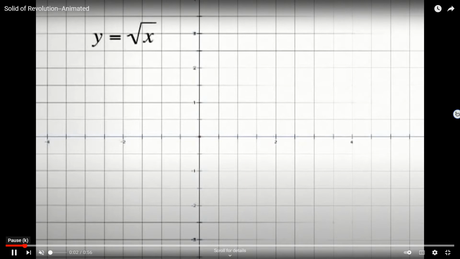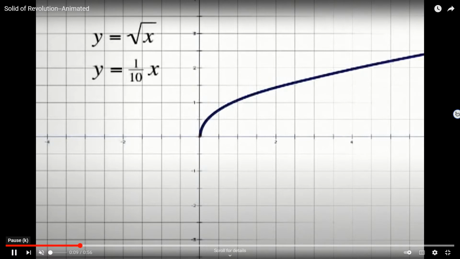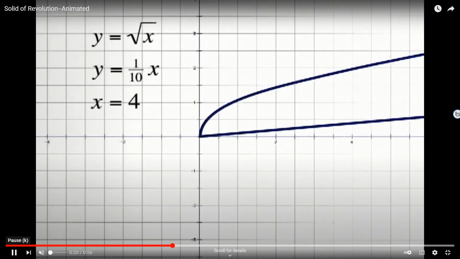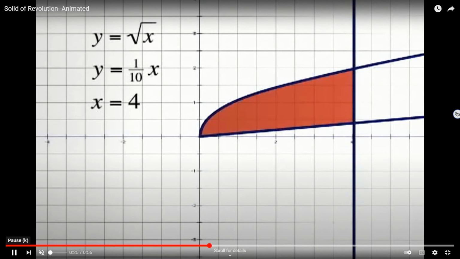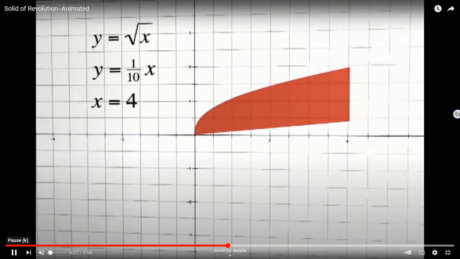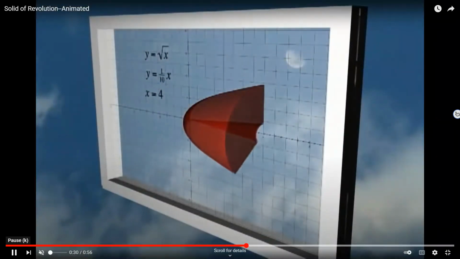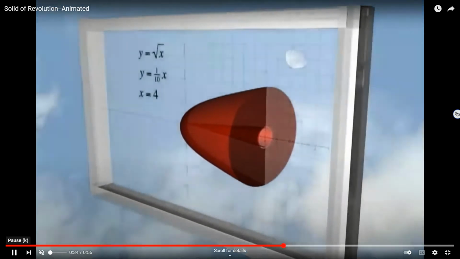Here they go through an animation. The square root of x, and then they give you this line with a really flat slope, 1/10 right there. Then they take that region in between those two curves. Oh, just kidding, x equals 4, we're going to cut it off there too. There's the region, and then they rotate this. Look at this 3D. Around the x-axis, you can see how we have a solid being formed.